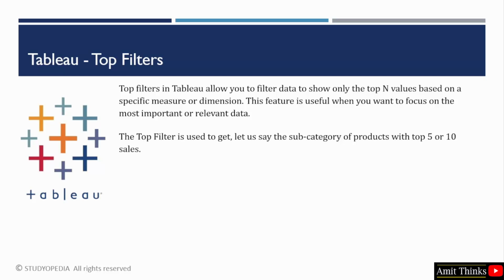So if you want to filter data to display only the top N values based on a specific measure or dimension, then use the top filters. This feature enables you to focus on the key data points and simplify your visuals. So if you want to get the subcategory of products with top 5 or top 10 sales, you can use the top filter.